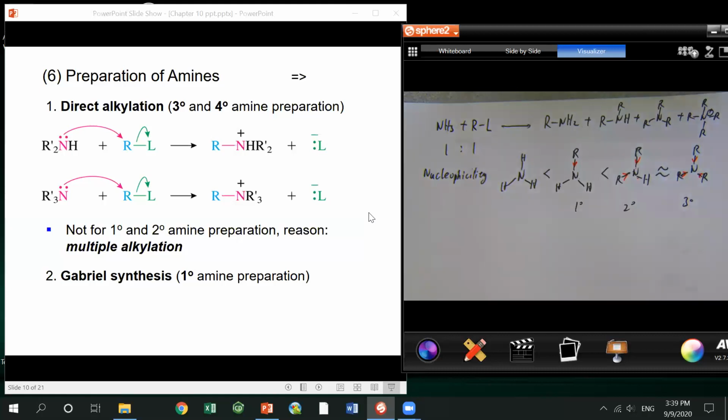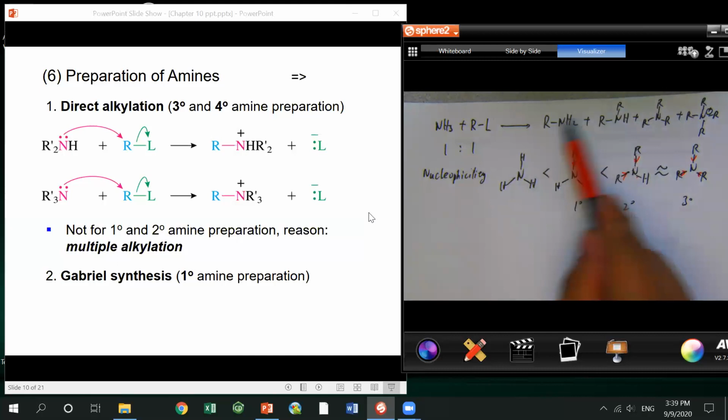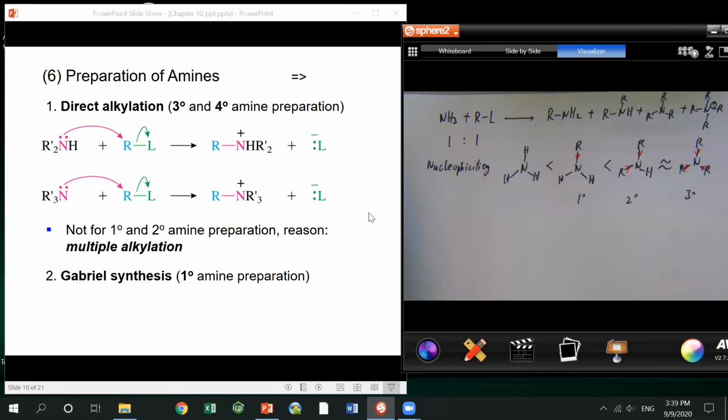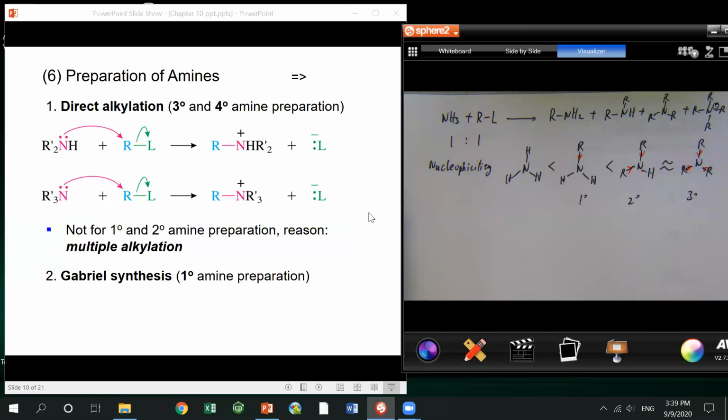For you guys, just remember, you'll never use direct alkylation to prepare primary amines or secondary amines, because you get a mess, all the possible products, even with a 1-to-1 ratio of the reagent. EDG means electron donating group. So with multiple alkylation, that's something to keep in mind.